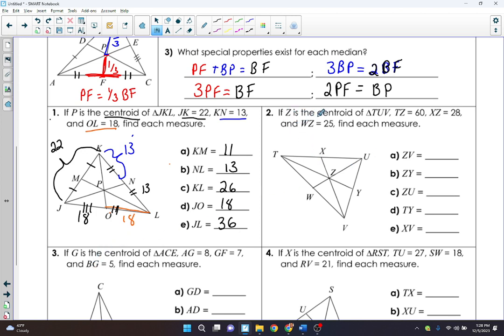Number 2, if Z is the centroid of TUV, which means these are all medians, TZ is 60. So TZ, this line right here, is 60.